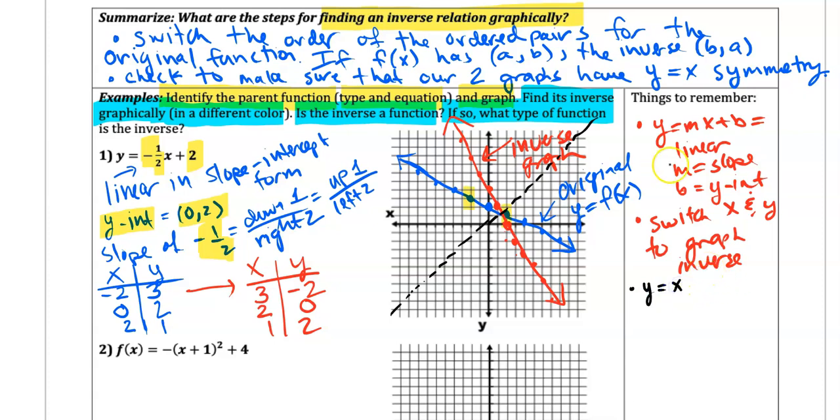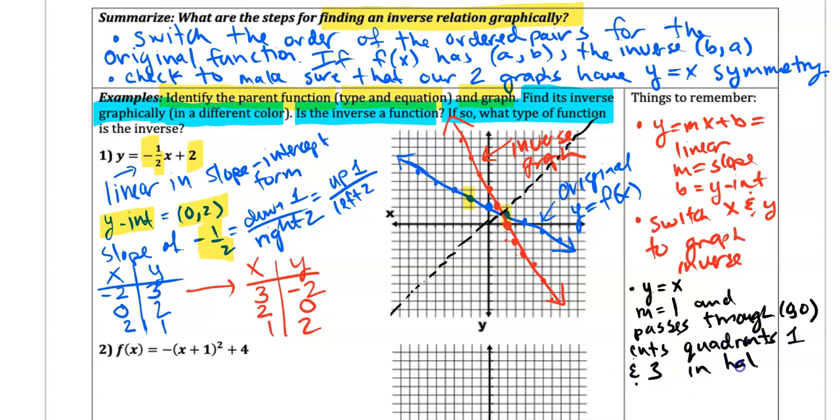It's basically in slope-intercept form, so it has a slope of 1, and it passes through the origin. So basically it cuts quadrants 1 and 3 in half, so it just kind of goes right through quadrants 1 and 3. Notice that these functions do have a symmetry across this line.